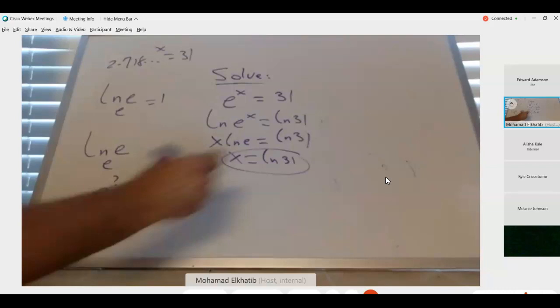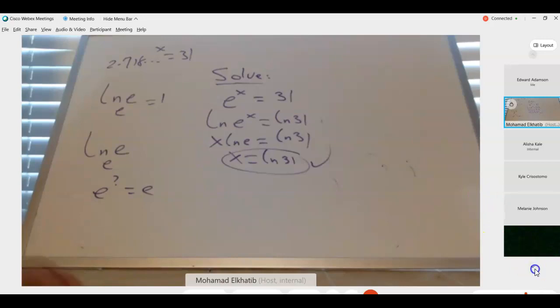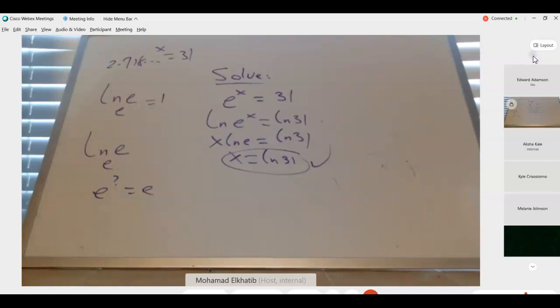Do you guys know how much ln e is? What's the base of ln e? e. e to what power gives me e? e to the power 1. So this is 1. x times 1 is x. Remember, ln e. There's no base written. The base is e. e to what power gives me e? e to the power 1. ln e is 1. So x equals ln 31. And with this, I covered every single thing you need to know about exponential equations or logarithmic equations.